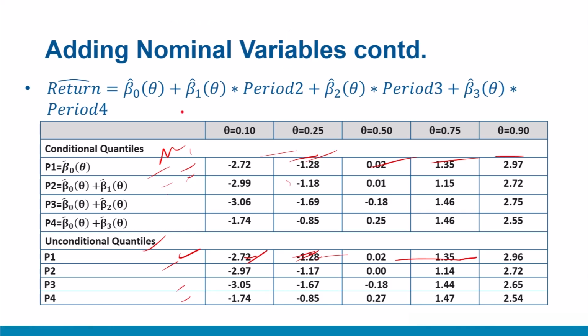To summarize, in this video, we increased the complexity of the exercise. We added more categories and analyzed 4 period returns across different quantiles. We compared the conditional quantiles with the category period variable along with unconditional quantiles. By examining these returns separately across periods, we obtained very similar results, which confirm the utility of quantile regression.